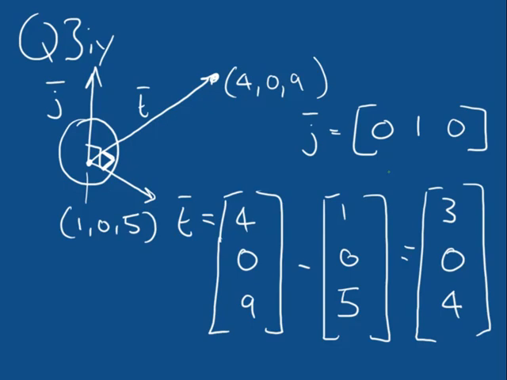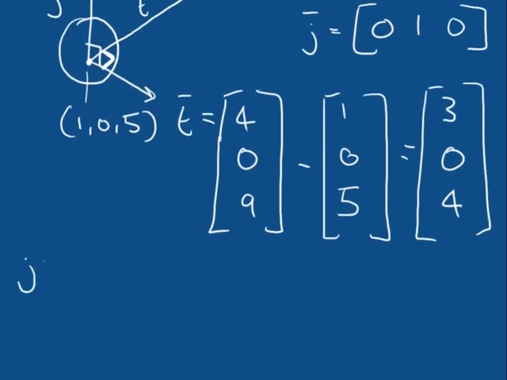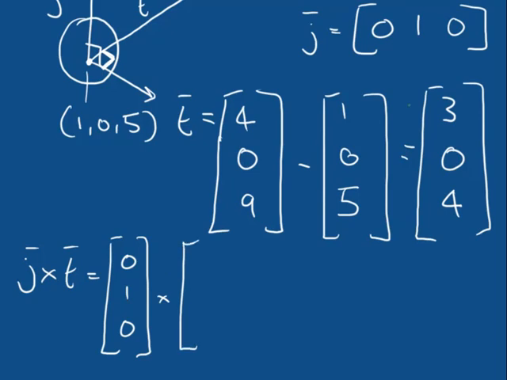So the method we've used is to construct a vector that represents our direction of travel. We've realized that it's going to be perpendicular to this vector and to our y-axis, so we've constructed a vector that represents our y-axis, and now we're going to take the cross product of those vectors. So I'm going to take the cross product of j crossed with t, which is equal to 0, 1, 0 crossed with t, which is 3, 0, 4.